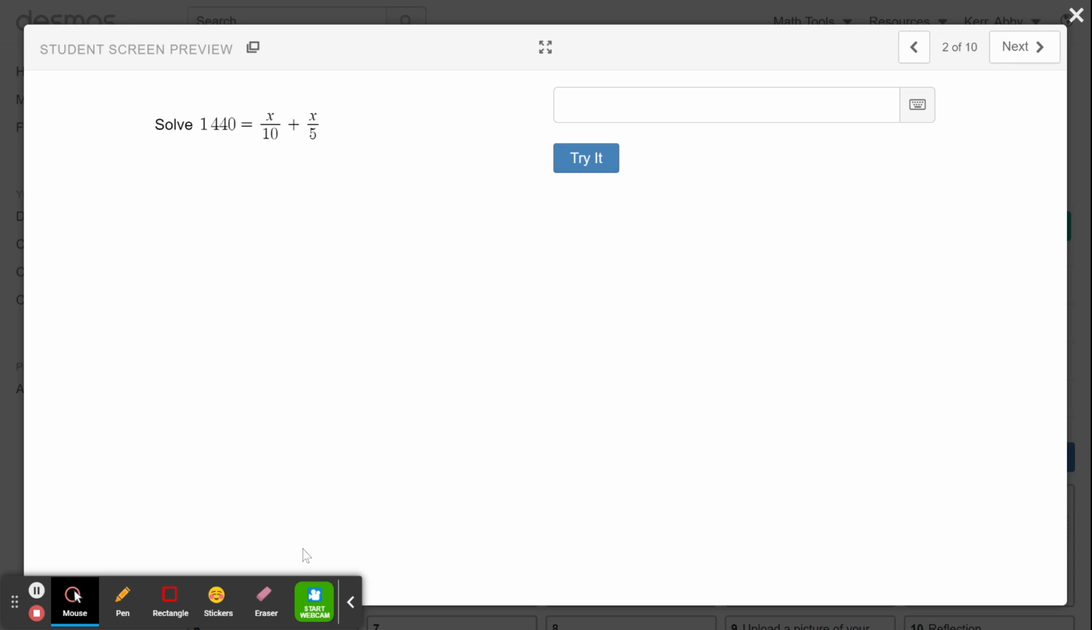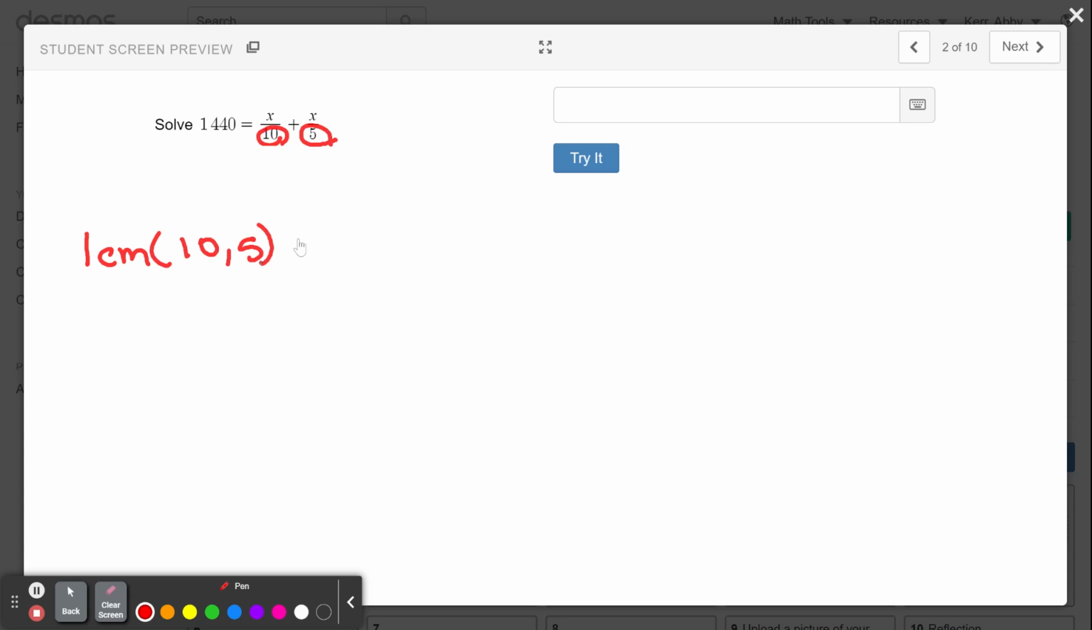Now slide number 2. Slide 2 is difficult because it has fractions. Please use the calculator. LCM, and then you put just the 10 and the 5. So 10 comma 5. You're going to get the LCM of 10. Now some of you are wondering what to do with that 10. That 10, you're multiplying the entire equation by 10.